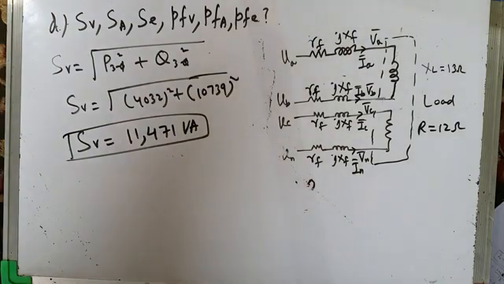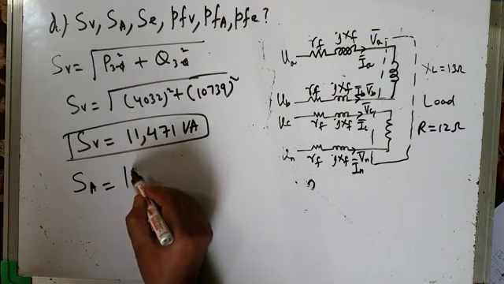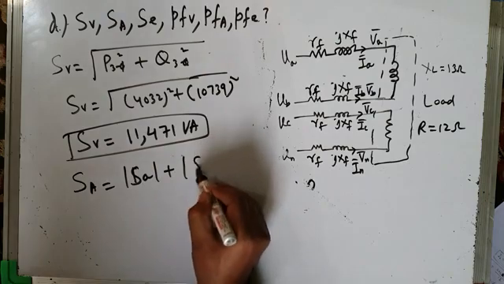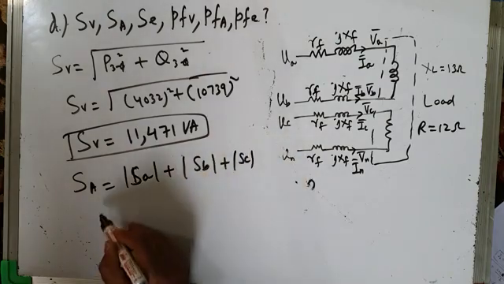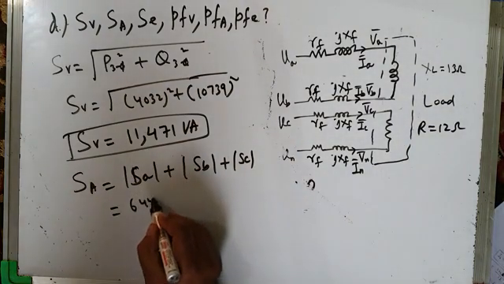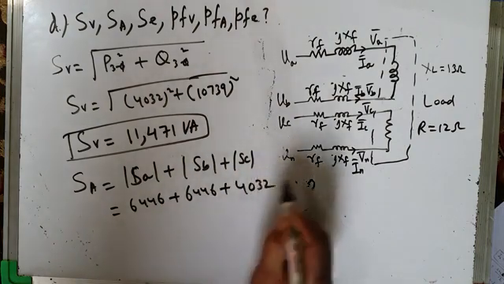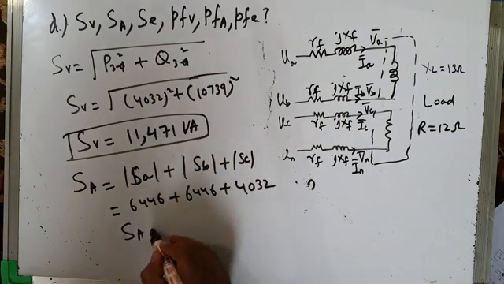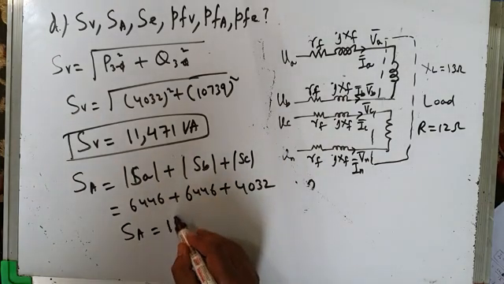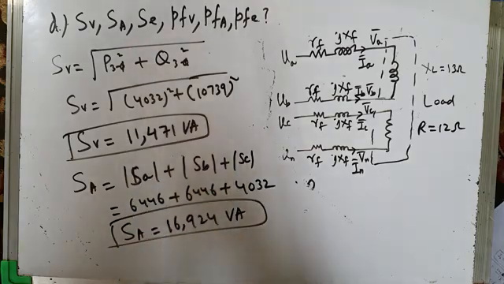Okay. Then what is arithmetic apparent power? Arithmetic apparent power is SA plus SB plus SC. Individual apparent powers we have already found. SA is 6446, plus SB is also 6446, and SC is 4032. We have a few moments back found it. That will give you arithmetic apparent power, and this will come out to be 16,924 VA. Now you can see arithmetic apparent power is higher than vector apparent power.